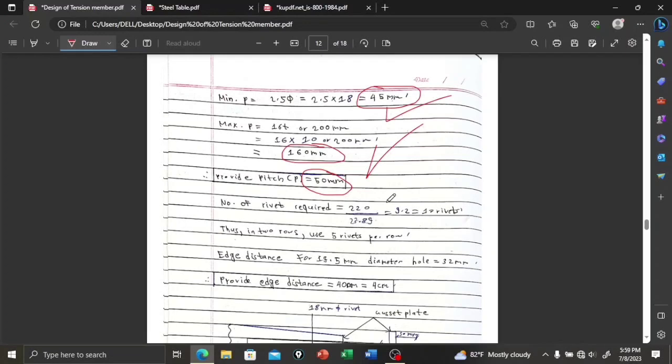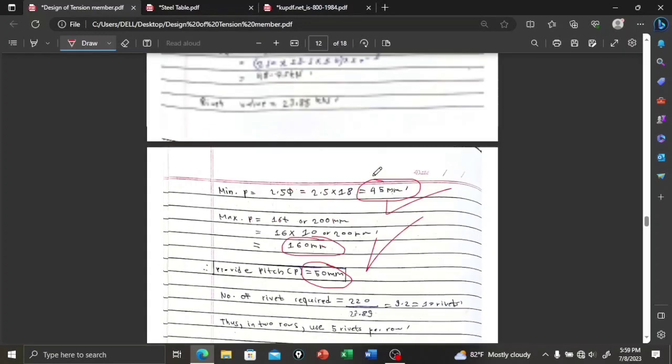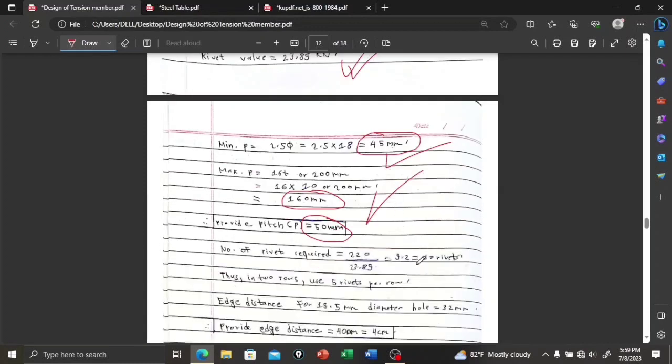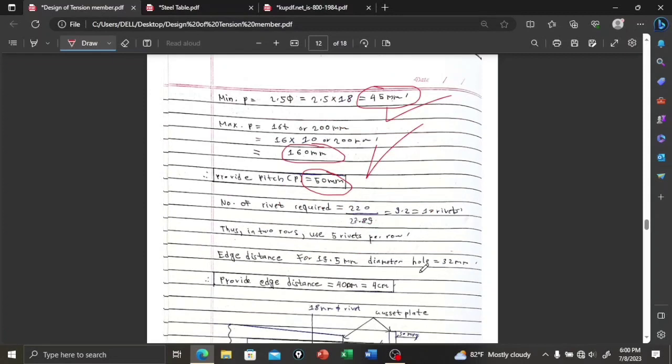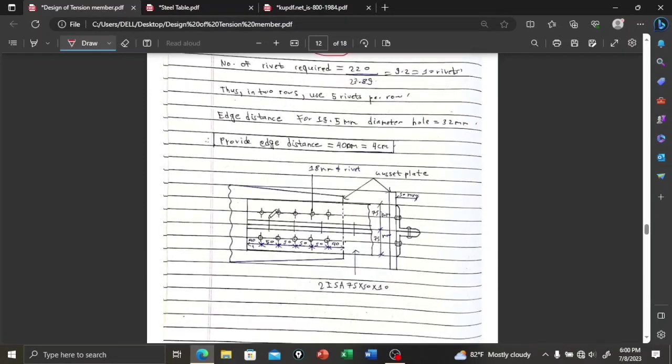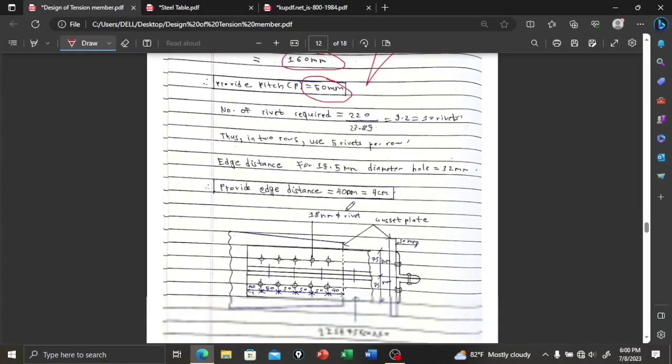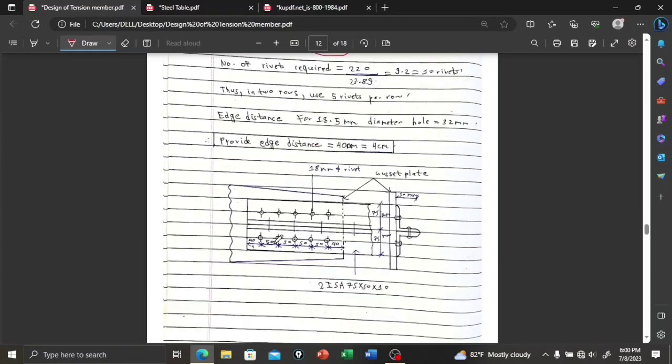Number of rivets: load is 220 and rivet value is 23.89, so 9.2. So rounding up we get 10 rivets. So in one row we can use 5 rivets. So in this 1 2 3 4 5 and in this 1 2 3 4 5, and the pitch is 50. Pitch is center to center distance of rivets in the direction of force, so pitch is 50, 50, 50, 50.